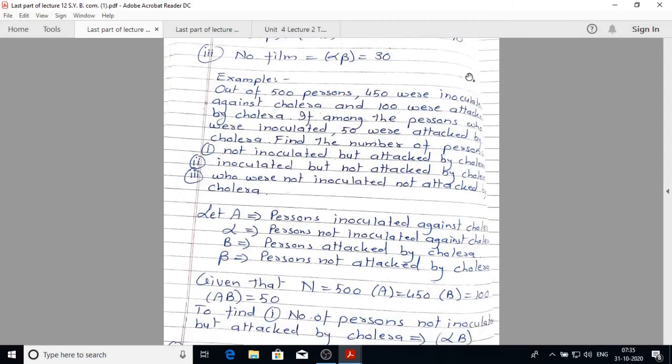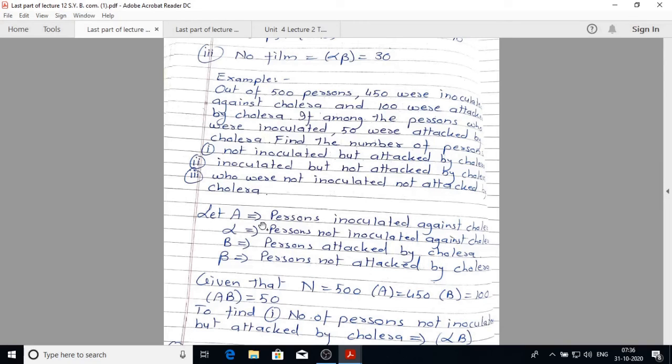Next example. Out of 500 persons, 450 were inoculated against cholera and 100 were attacked by cholera. If among the persons who were inoculated, 50 were attacked by cholera, find the number of persons, first part of the problem, not inoculated but attacked by cholera. Second part of the problem, inoculated but not attacked by cholera. And third part of the problem, who were not inoculated, not attacked by cholera.